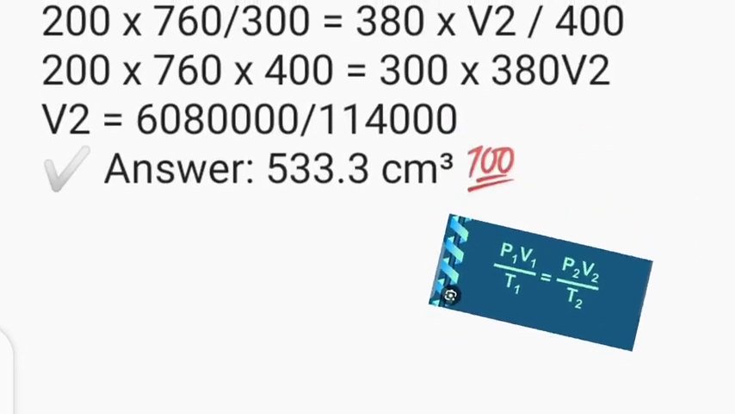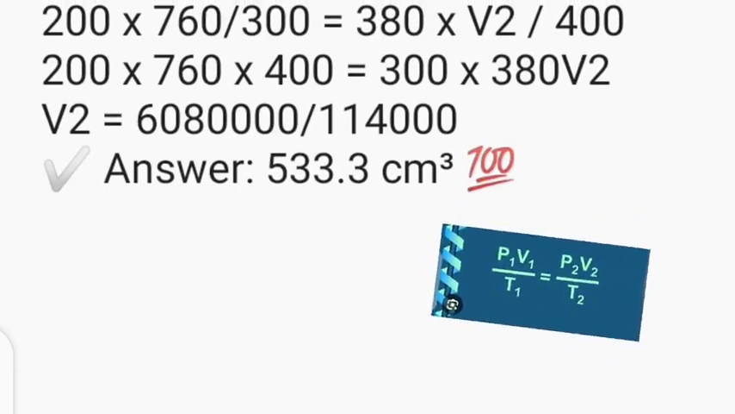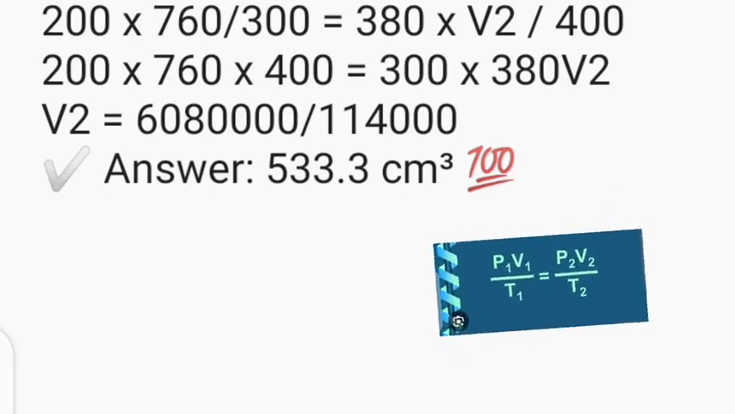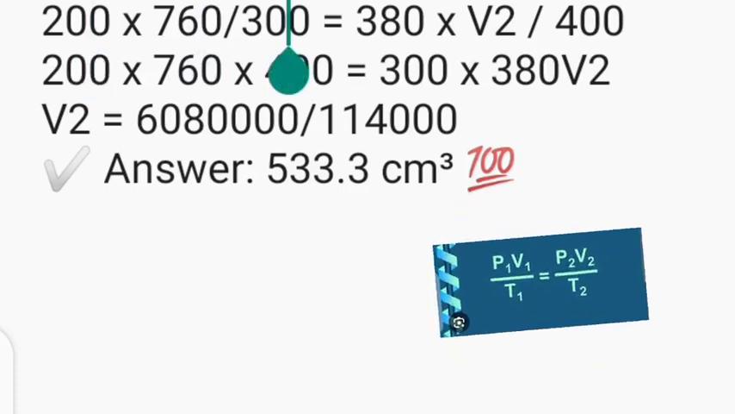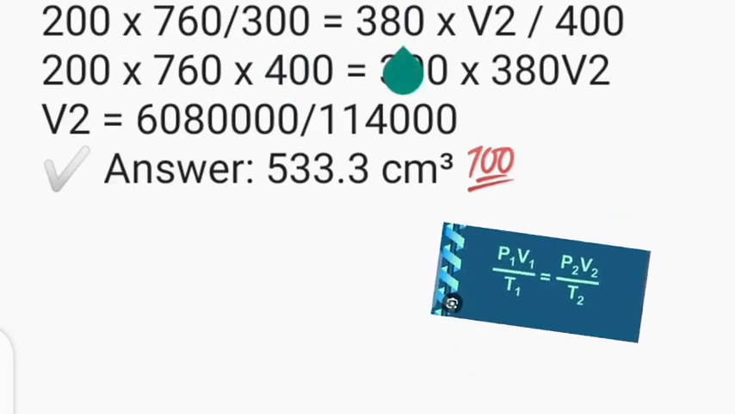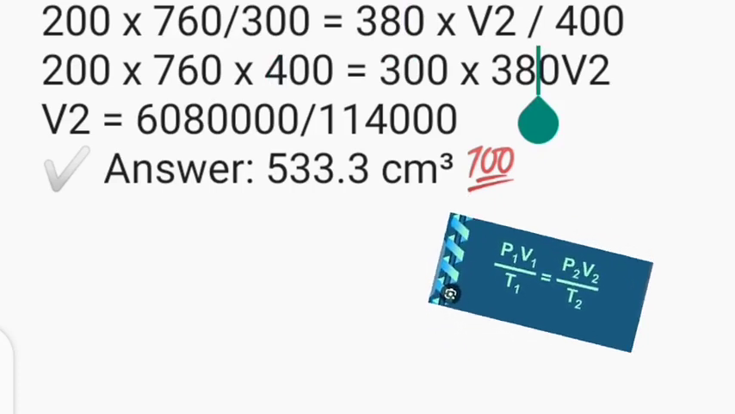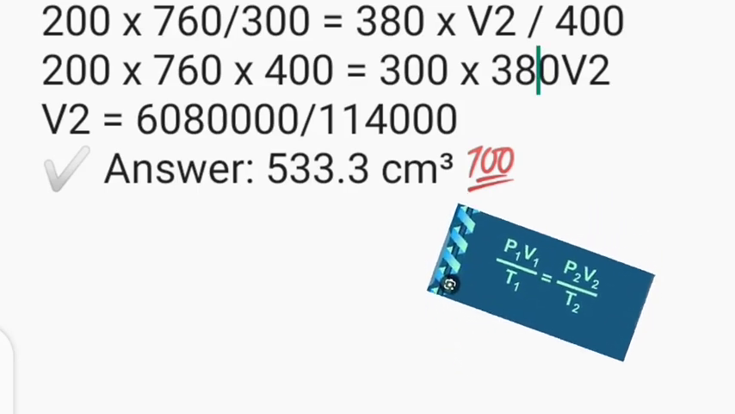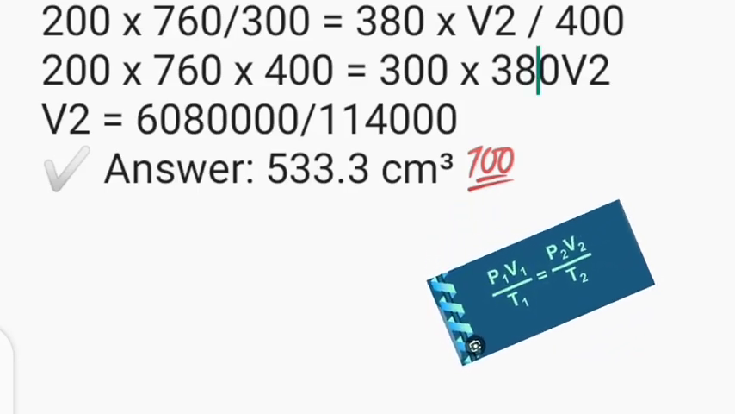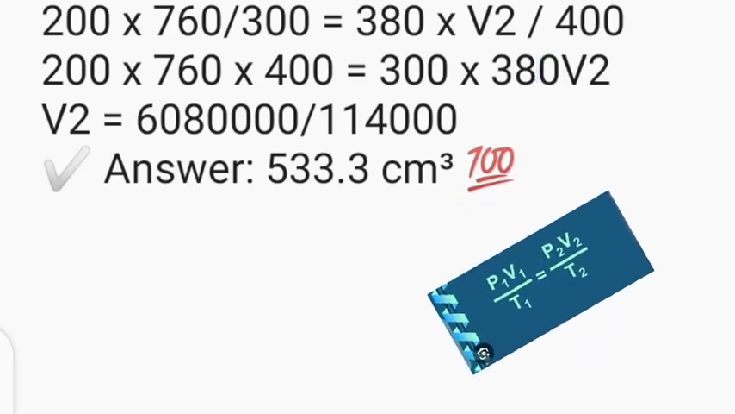So P1 V1 over T1 equals P2 V2 over T2. You can see your P1 here, then your V1 here, then your T1 here. Then this is your P2, this is your V2 over T2. So if you do all your calculations together, you cross multiply, then you put these together. So we have 200 times 760 times 400 equals 300 times 380 V2. Then multiply all these together.